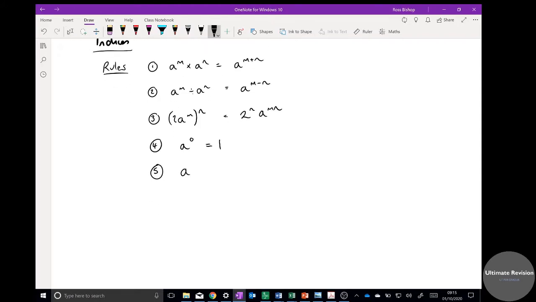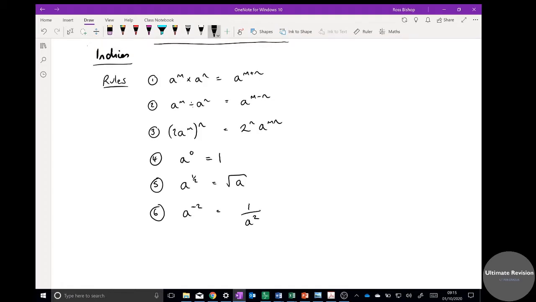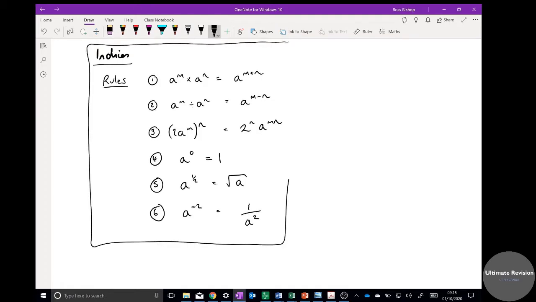We've got anything to something like a half or a fraction is like a square root or a root of a certain value, and anything to a negative power, say if it was minus 2, it's 1 over a squared. Okay, so those are the rules. Those should be a recap really from GCSE. So six rules of indices.